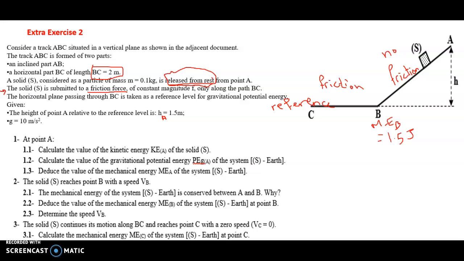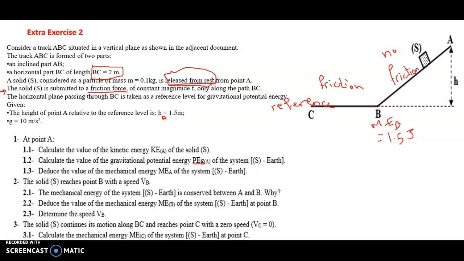Extra exercise 2. Consider a track ABC situated in a vertical plane as shown in the adjacent document. The track ABC is formed of two parts, an inclined part AB and a horizontal part BC of length BC equals 2 meters. A solid S considered as a particle of mass m equals 0.1 kilograms is released from rest from point A. The solid S is submitted to a friction force of constant magnitude F only along the path BC.